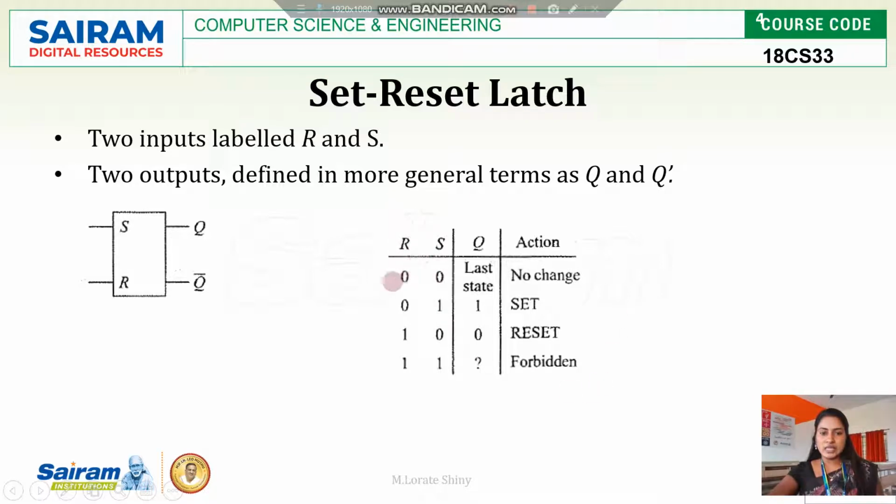If both the inputs are 0, if both S and R are 0, then the Q will be the last state, means the previous output. Previous output is 0 means the current output is also 0. If the previous output is 1, the current output is also 1. Then 0 and 1 means S is 1, set is 1. If set is 1, it will set the output, so Q is 1. Then 1 and 0. Reset is 1 here, so it will reset the output, means it will make the output 0.